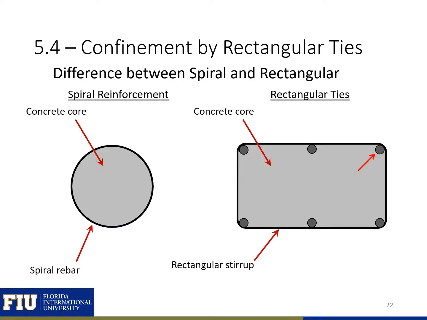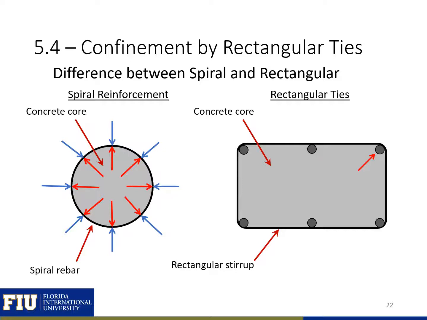Confinement can also be provided using rectangular ties, as shown on the right. In both cases, we have some kind of reinforcement surrounding some kind of concrete core. In our spiral reinforced case, as we load our column in compression, our concrete's going to want to expand, and our spiral reinforcement is going to be able to directly resist this expansion.